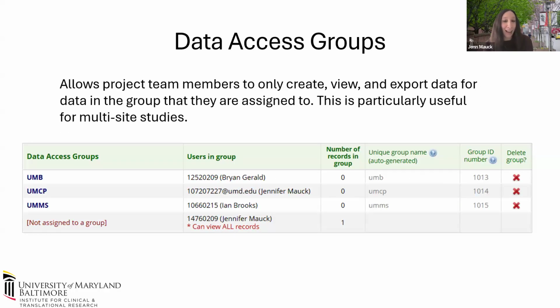We also wanted to highlight the data access groups feature. This feature allows you to restrict data that project team members can see and work with inside of a REDCap project. This image here shows the data access groups settings in an example project with 3 DAGs for UMB, UMCP, and UMS. There's one project team member assigned to each group. Project team members assigned to a specific group can only create, view, and export data that belongs to their group, and they cannot see data entered by the other groups.